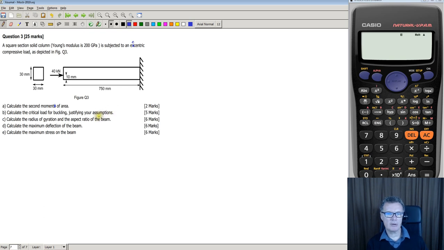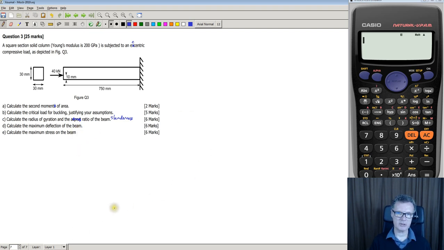Calculate the critical load for buckling, calculate the radius of gyration, and calculate the aspect ratio. Now that doesn't make any sense because aspect ratio should probably be depth divided by width. I think this means slenderness ratio. Calculate the maximum deflection. Okay, formula sheet, everything's formula sheet.